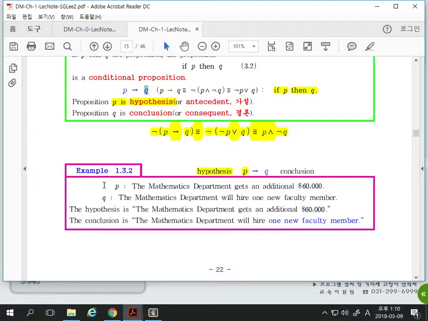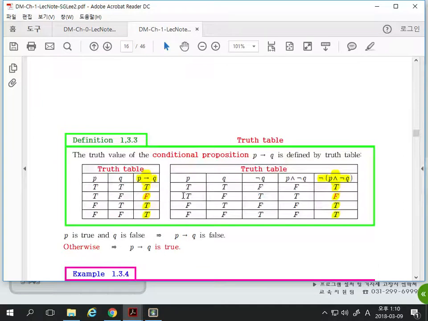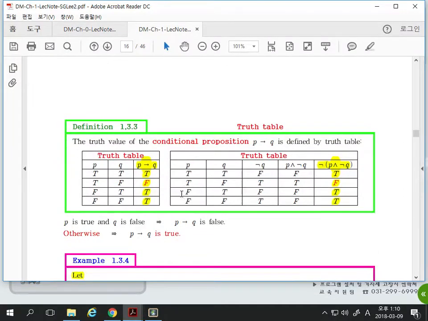Here is an example. The statement P says the math department gets an additional $60,000. Sentence Q says the mathematics department will hire one new faculty member. So P implies Q: if P, then Q. This means if the math department gets additional money, then the math department will hire one new faculty member. So this is the hypothesis and the conclusion. If money is given, then we will buy something.